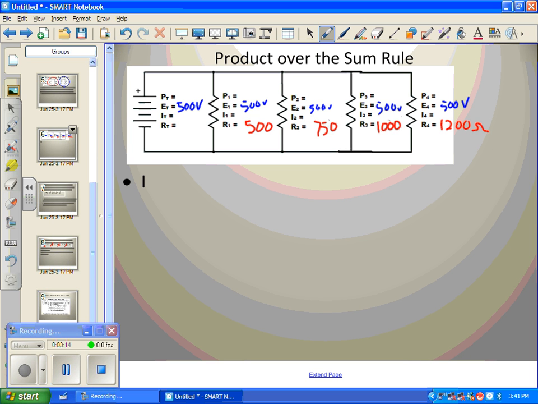First of all, let's get our total resistance because that'll tell us our total current, right? Okay, so let's get our total resistance. So let's hit clear twice. We're going to put in 500 x minus 1 plus 750 x minus 1 plus 1,000. Wait a minute, I made a mistake. 750, 1,000, x minus 1 plus 1,200 x minus 1 is equal to, x minus 1 is equal to.